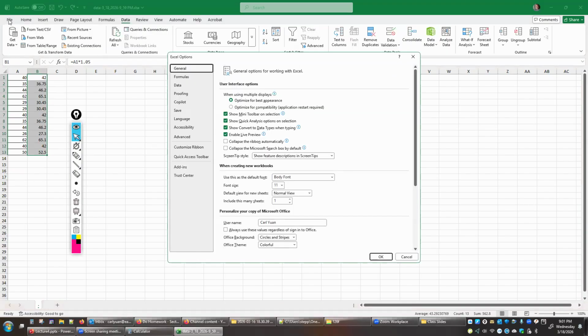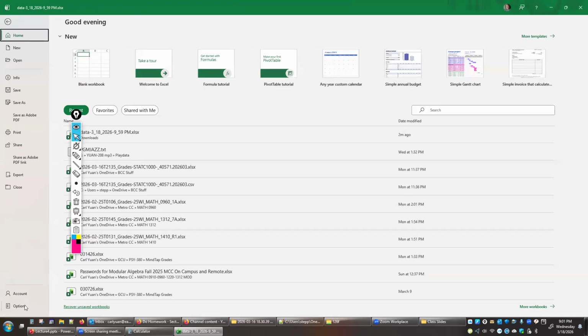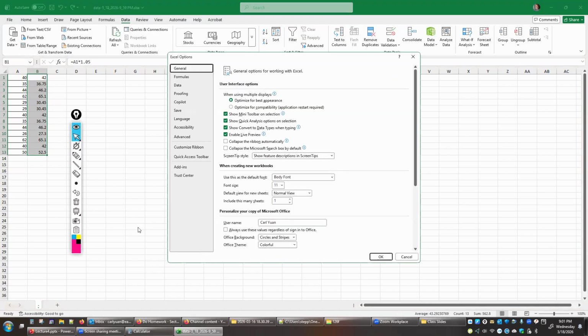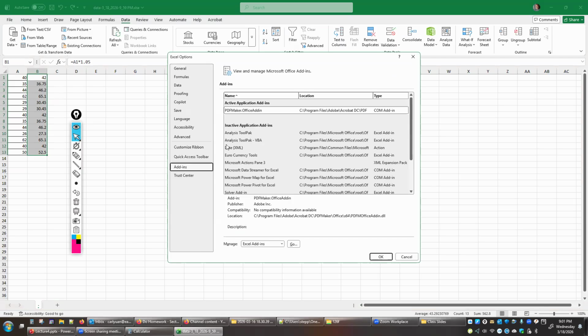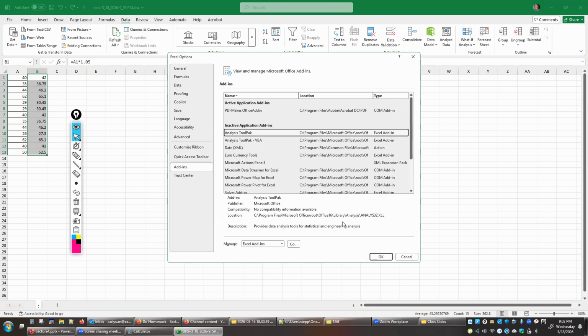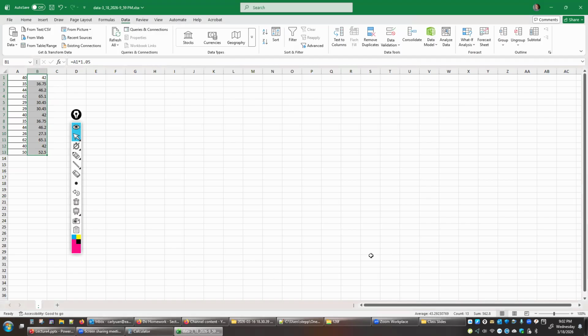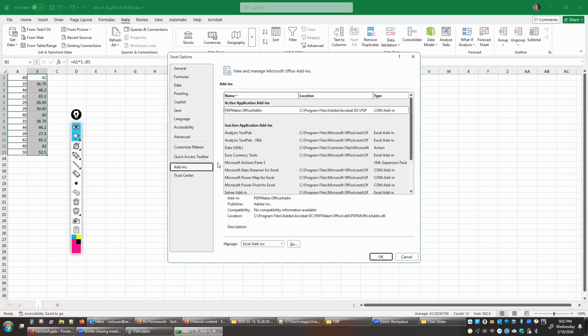In case you didn't see what I did, let me cancel out. You click on File, click on Options way at the bottom, and click on Add-ins. Under inactive, you see Analysis ToolPak. I'm going to click OK. Not sure if that worked. Let me try again. Options, Add-ins. I'm going to double click Analysis ToolPak.